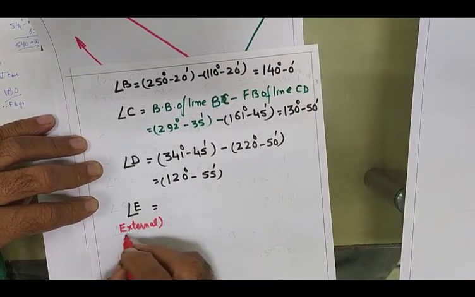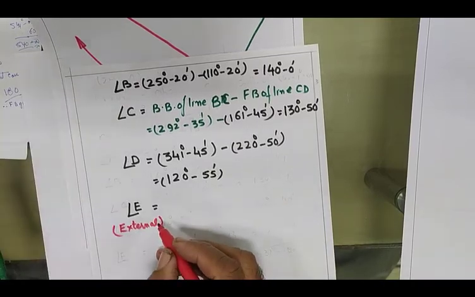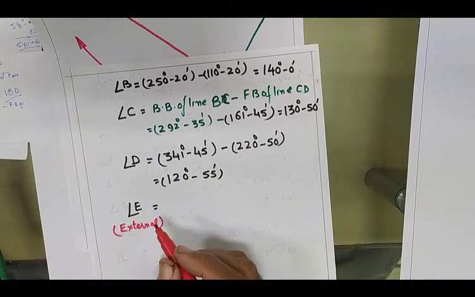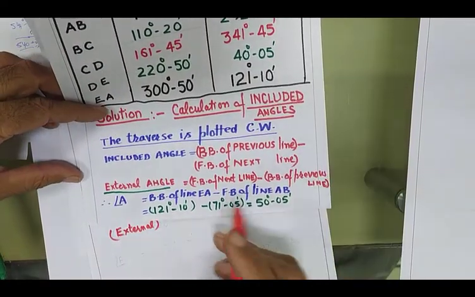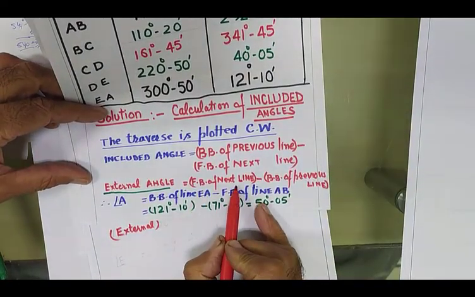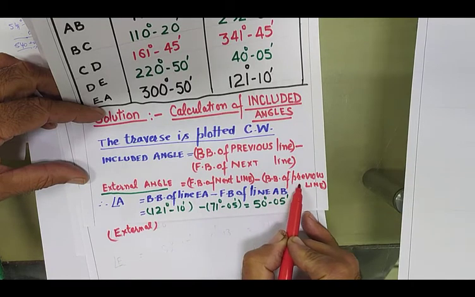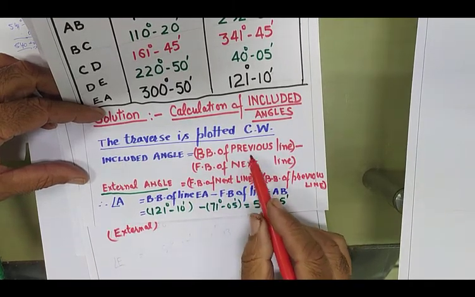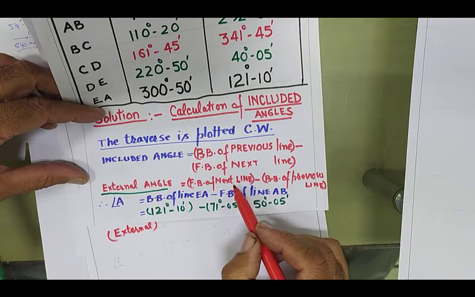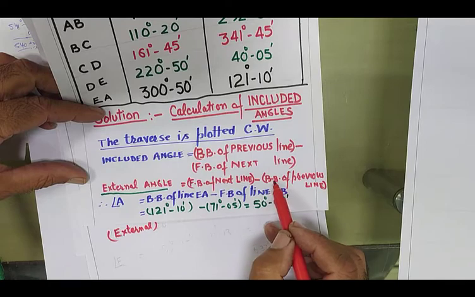It is the external angle. This you should keep in mind and be very cautious. In the start, I have given, when there is the external angle, for that, forward bearing of next line minus back bearing of previous line. So we have to revert this. These are interchangeable. We have to deduct the lower value from the higher value.